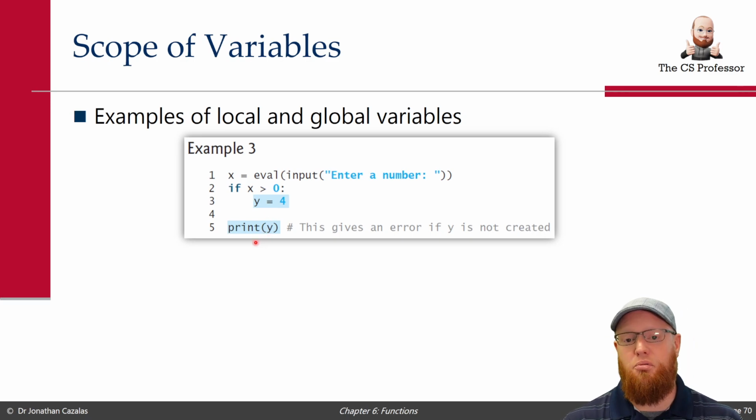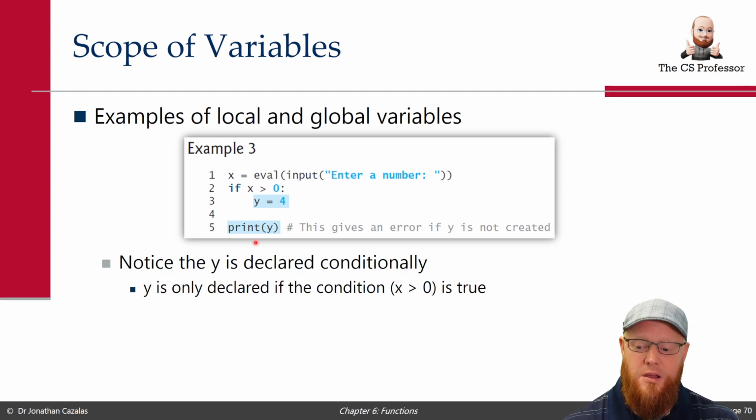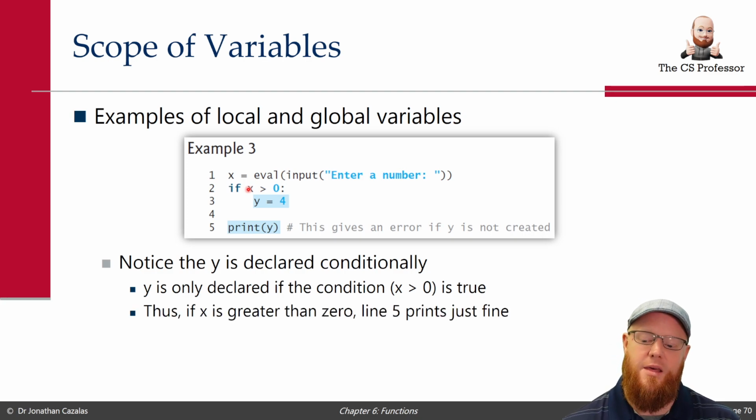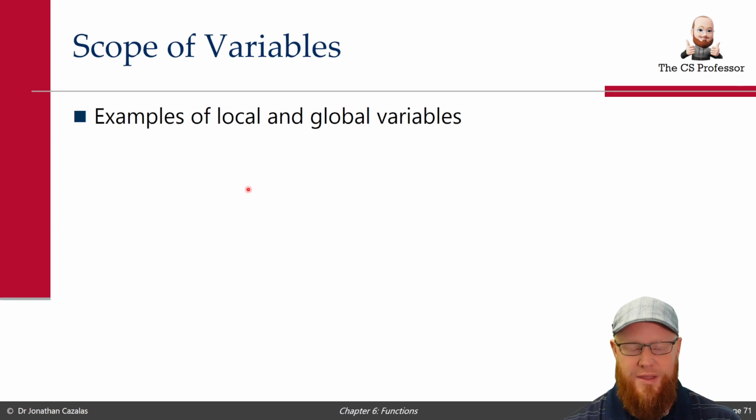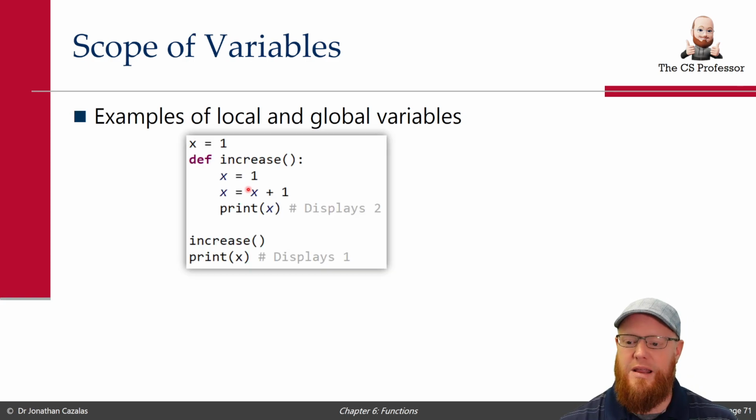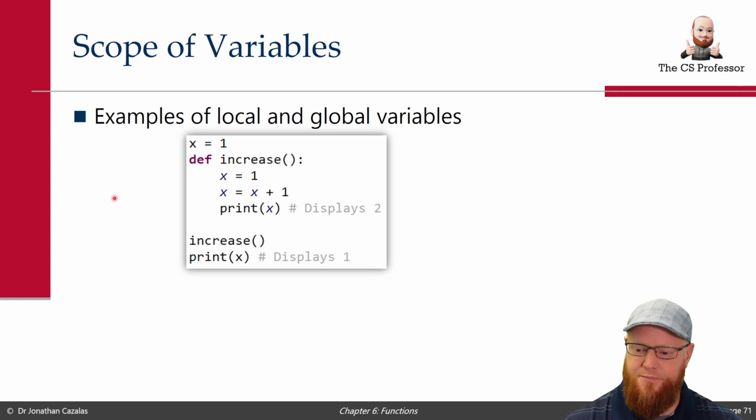So when we try to print y on line 5, Python's like, what are you doing? Talk to me. Y is not even a variable that exists. So because y is created conditionally only when line 2 is true, this program will produce errors when the user enters a negative value or 0. Another example. All of these are just the overall ideas of scope as well as local and global variables.